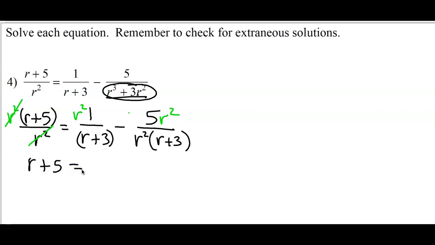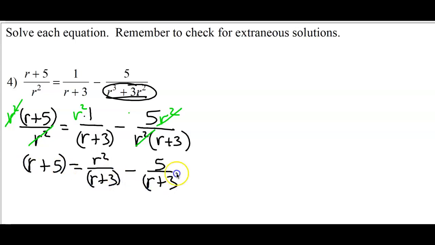On the next one, nothing cancels. So we're going to actually just multiply these. R squared times 1 is r squared, and the denominator stays the same. On the next one, the r squareds cancel, and I'm left with 5 over r plus 3. Once again, make sure your binomials are in parentheses. And let's go on to the next part. The next part, we're going to multiply by the last denominator, which is r plus 3.